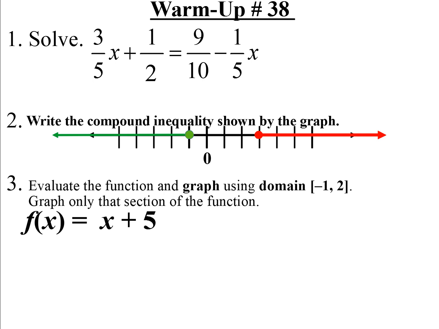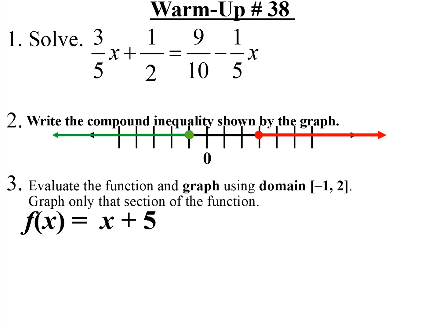Number 2, it says write the compound inequality shown by the graph. We have a number line. We have a green graph starting with a solid point from -1 pointing to the left with an arrow at the end. We have a red graph starting from +3 solid point pointing to the right with an arrow at the end.